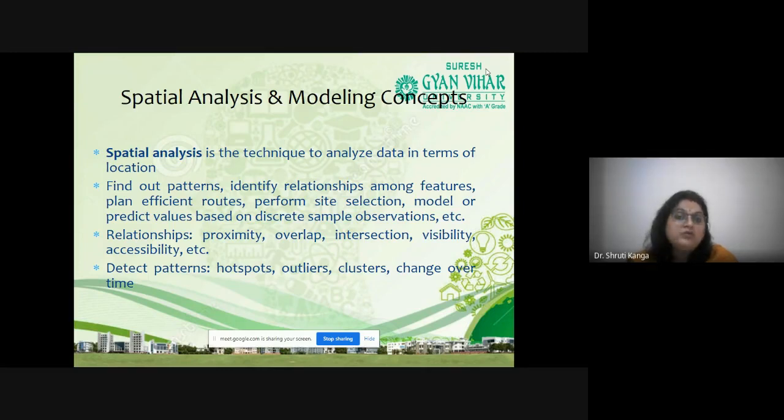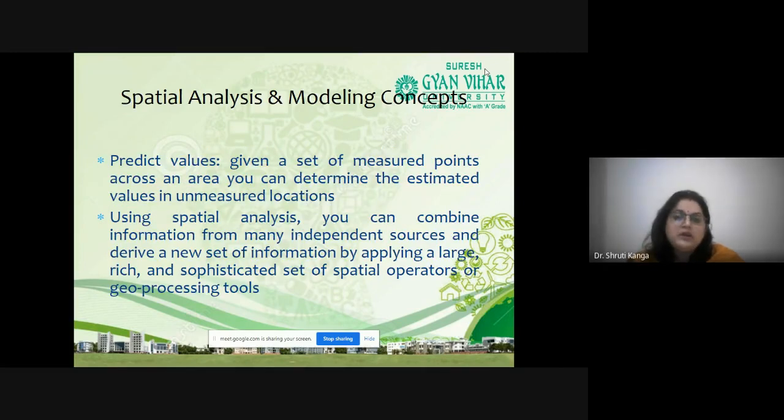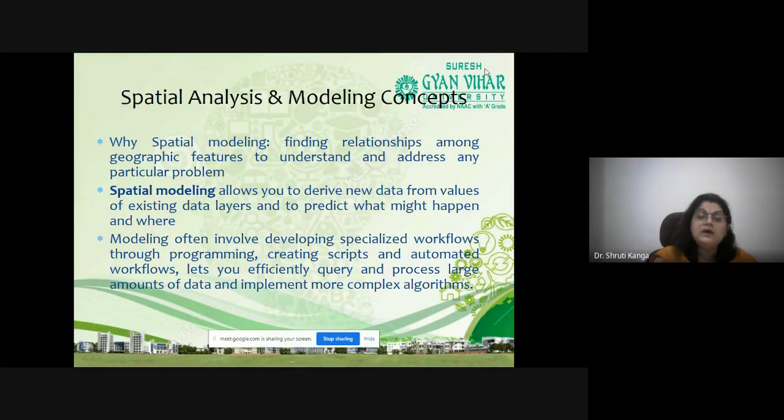We can also find out different kinds of relationships which are related to proximity, overlapping, intersection, different kinds of spatial operations. Then we can also go for the detection of different patterns, which includes hotspot outliers and change detection over a period of time. Okay, then we can also predict the values based on the neighboring values, and we can also go for spatial analysis by combining different kinds of layers or information onto a single platform using different operators or different geoprocessing tools.